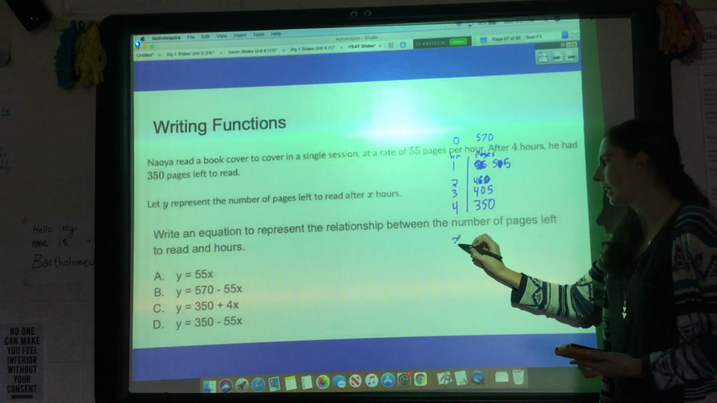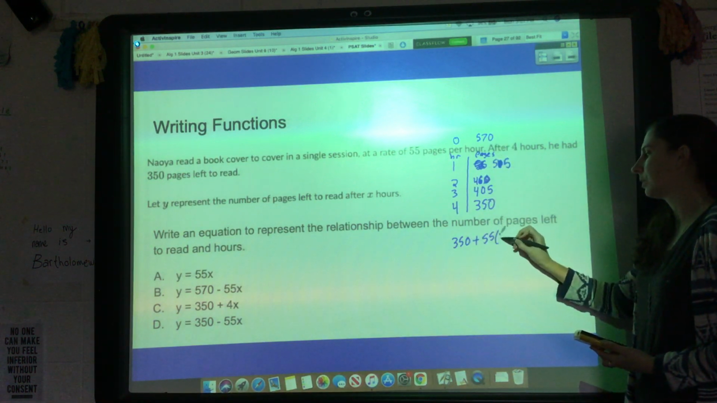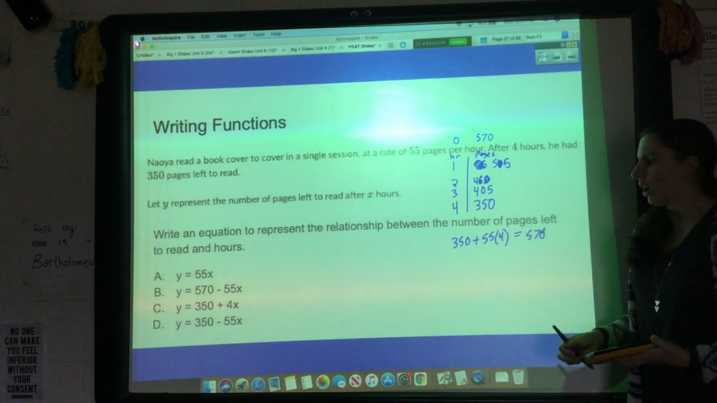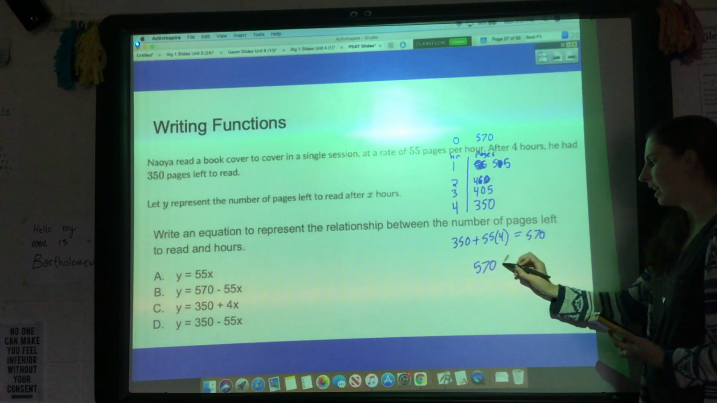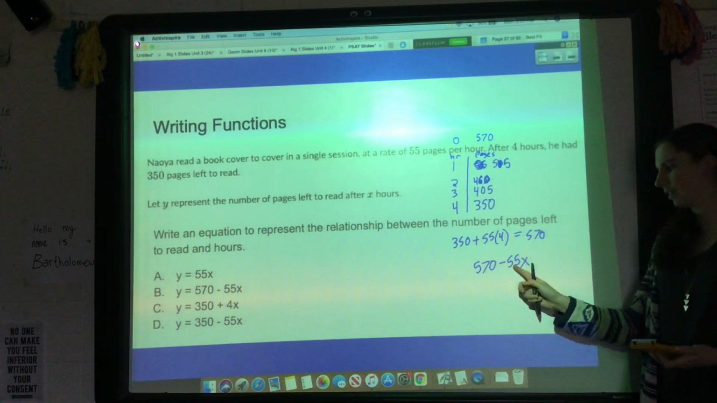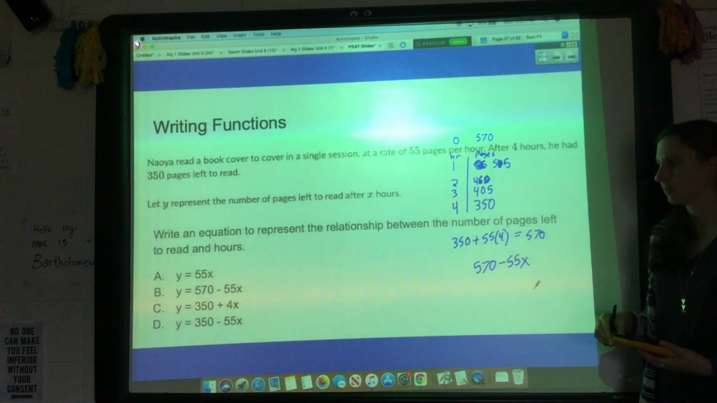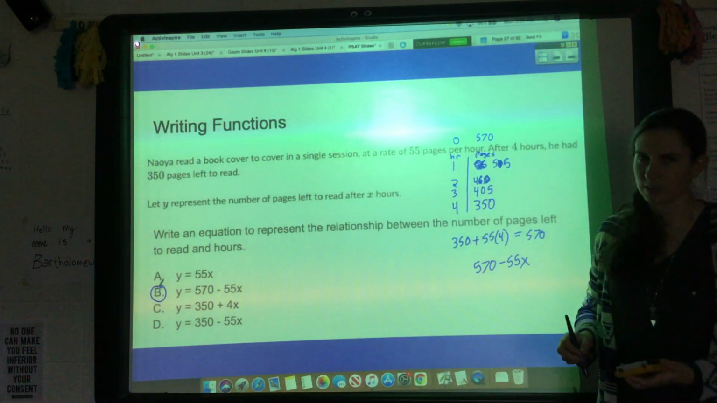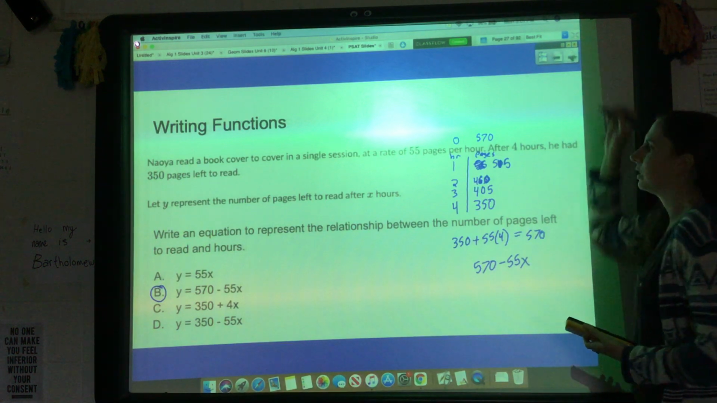You also could have just taken the 350 and added 55 1, 2, 3, 4 times, and that would have gotten you the 570 that you needed. Right, and then from there on, you just take the 570 that you start with and subtract 55 pages each hour. So do 55 times the hour and subtract it, because it's going down by that many pages. So B is the answer. That one's a little confusing as far as writing an equation goes. That's why I wanted to show you kind of a harder one. This one as well is a little weird.